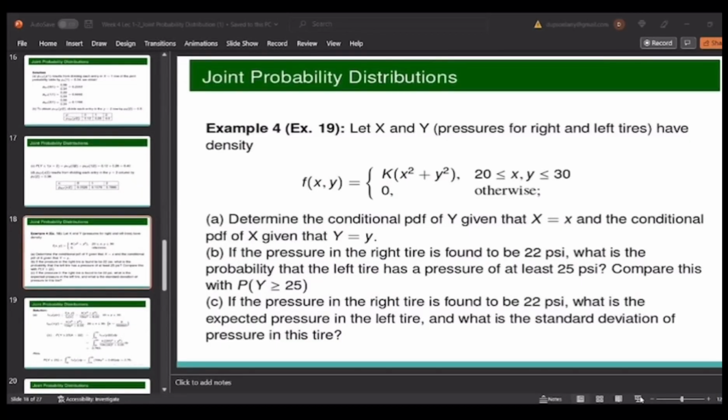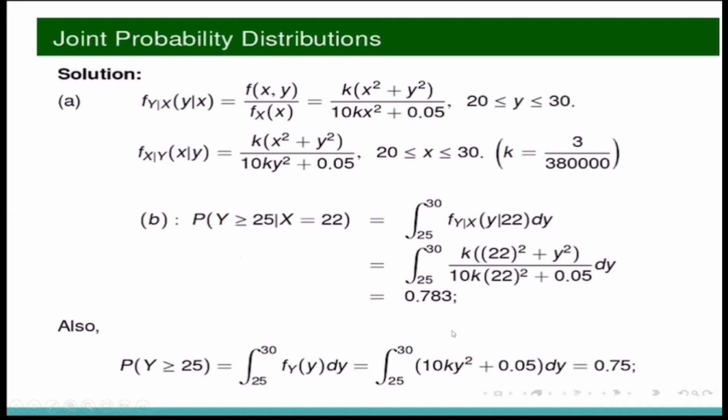So I'm going to go into the lecture slide now. I basically want to show you that the value of k is what I'm displaying now. Take a look at that. You can see 3 over 380,000. That was how we got k to be equal to that.